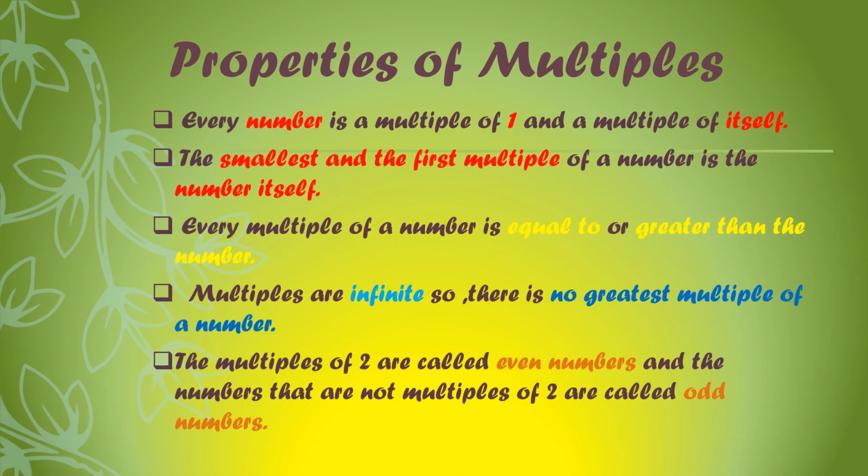Properties of multiples. Every number is a multiple of 1 and a multiple of itself. It means all the numbers are in the multiplication table of 1 and also they are the multiple of itself. The smallest and the first multiple of a number is the number itself. Take the multiples of 7. 7 ones are 7. That means the first multiple of 7 is 7 and also it is the smallest multiple, because all the other numbers which are smaller than 7 are not the multiples of 7.